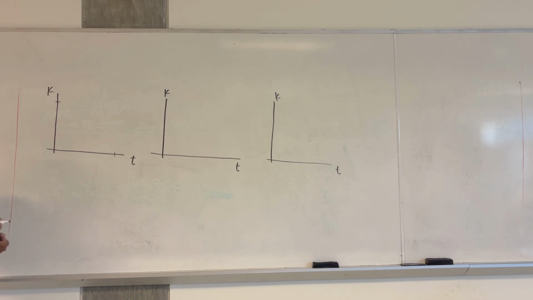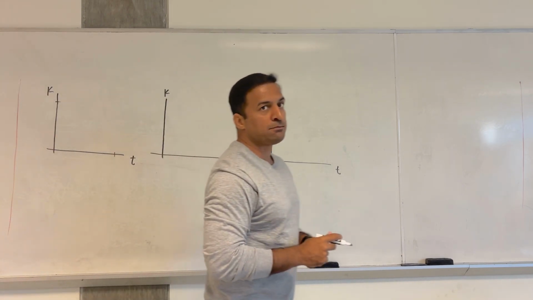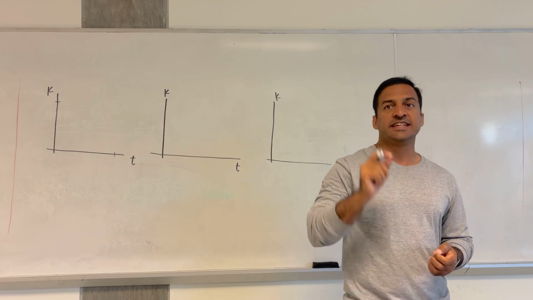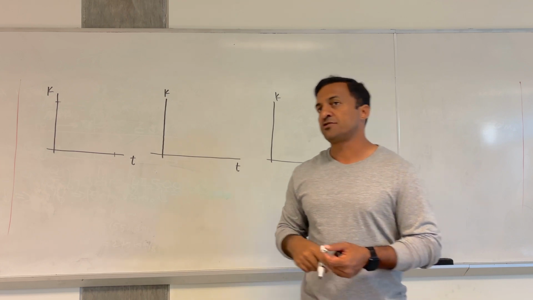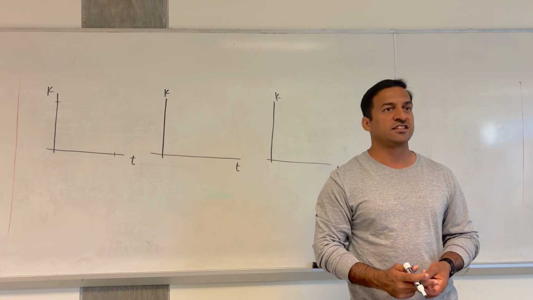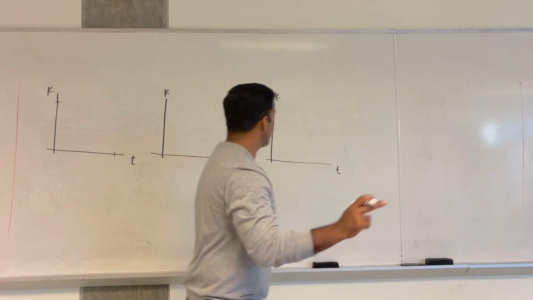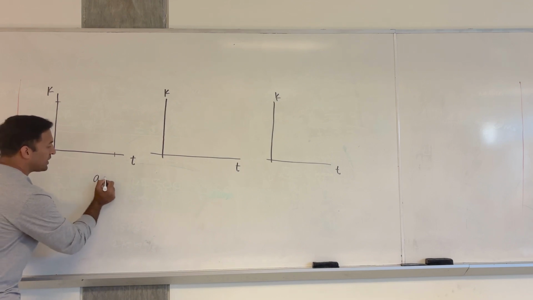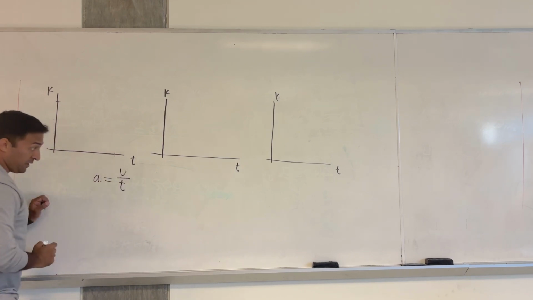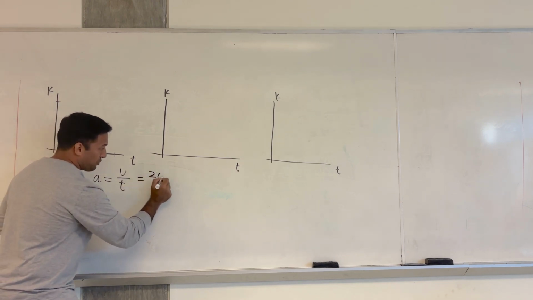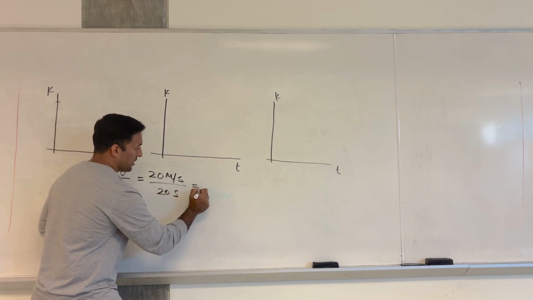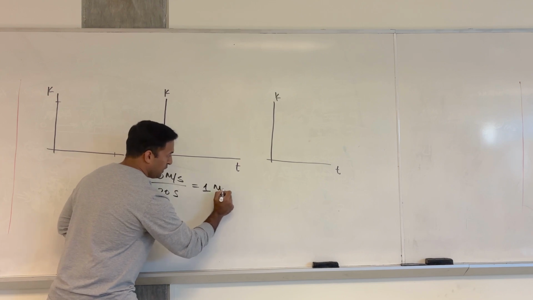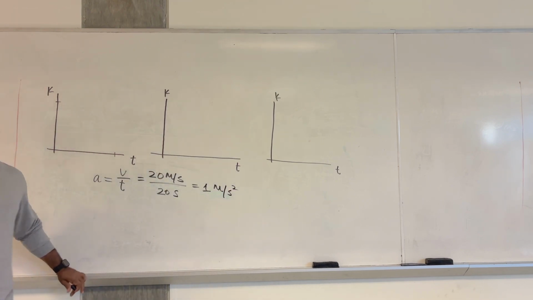So the object is moving with some constant acceleration such that it attains a final speed of 20 meters per second in 20 seconds. So it starts from rest, and in 20 seconds it attains a speed of 20 meters per second. Now from the definition of acceleration, you know that acceleration is velocity or speed divided by time, and it attains a speed of 20 meters per second in 20 seconds. So acceleration turns out to be 1 meter per second squared.